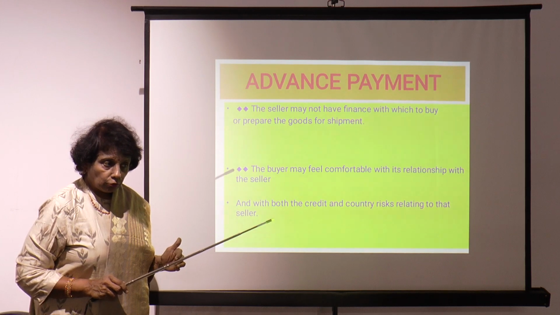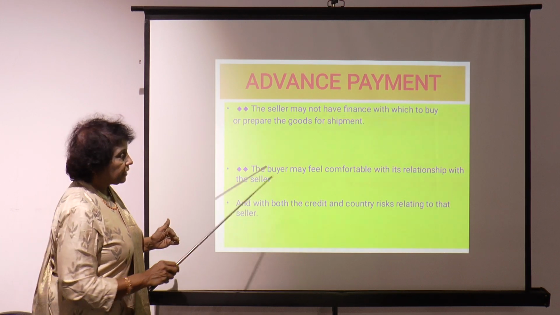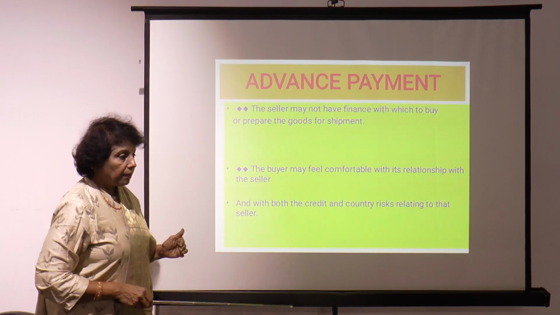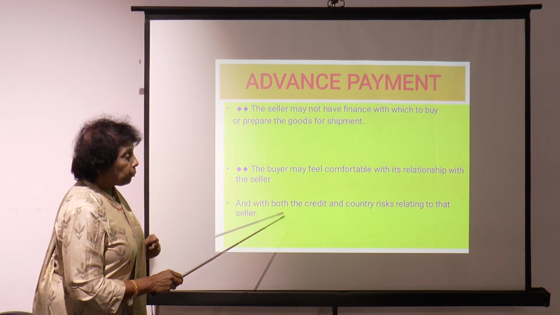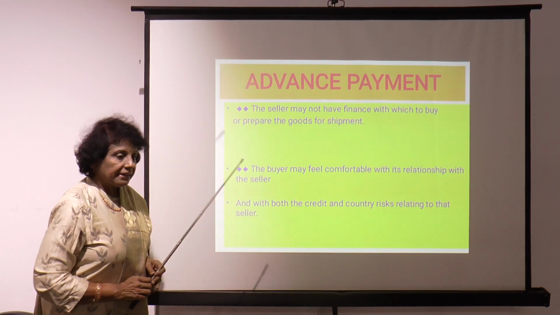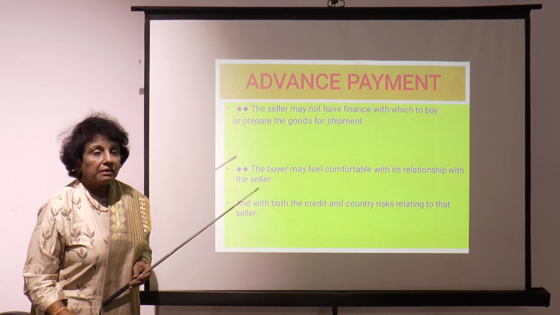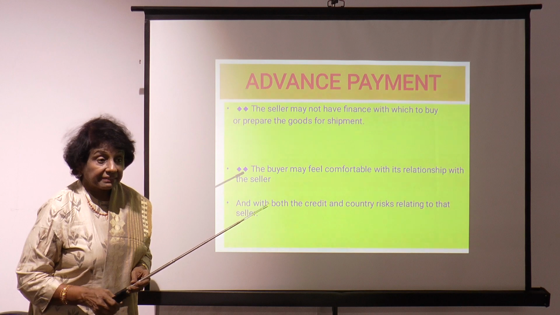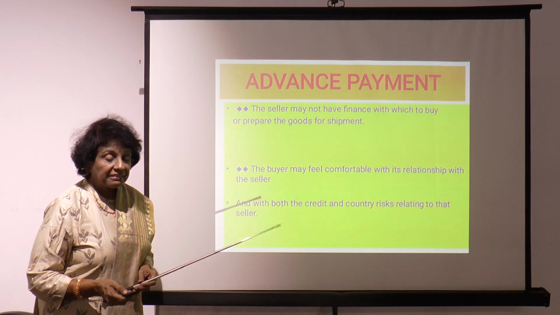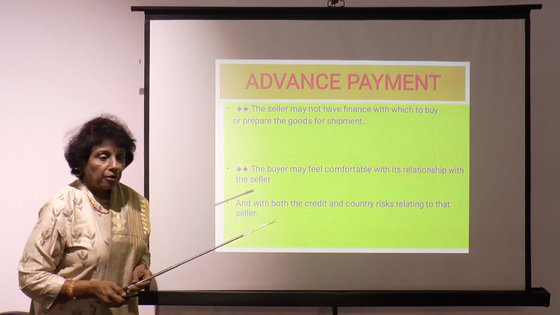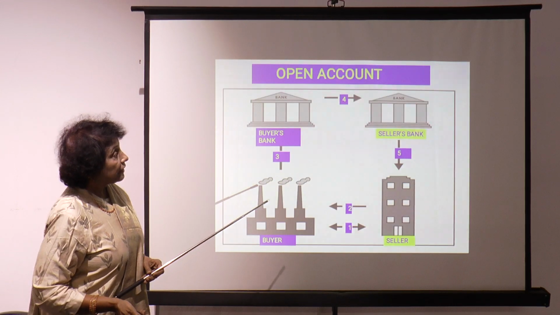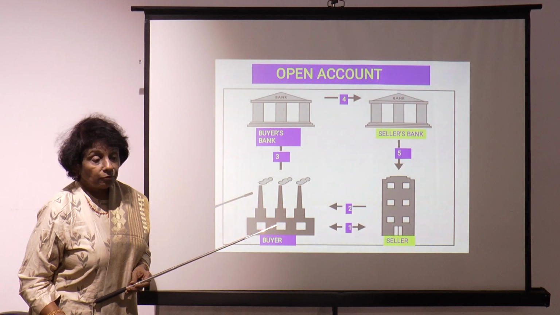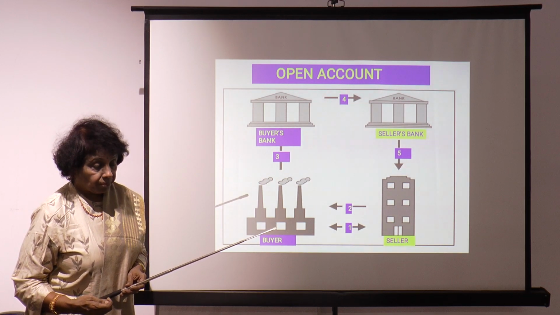In order to buy the goods or prepare the goods for shipment. And the buyer may feel comfortable with his relationship with the seller, with both the credit and country risk relating to the seller. So the seller is having both the country risk and credit risk. So the buyer is interested to have a comfortable relationship with the seller in long-term trading. So that is why this advance payment account comes into the picture.